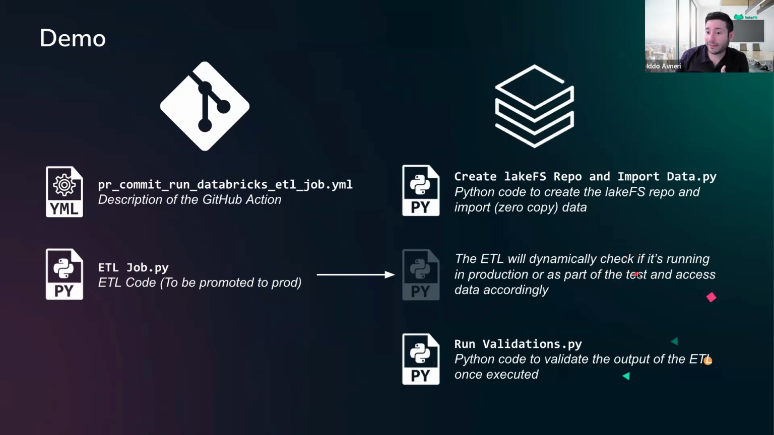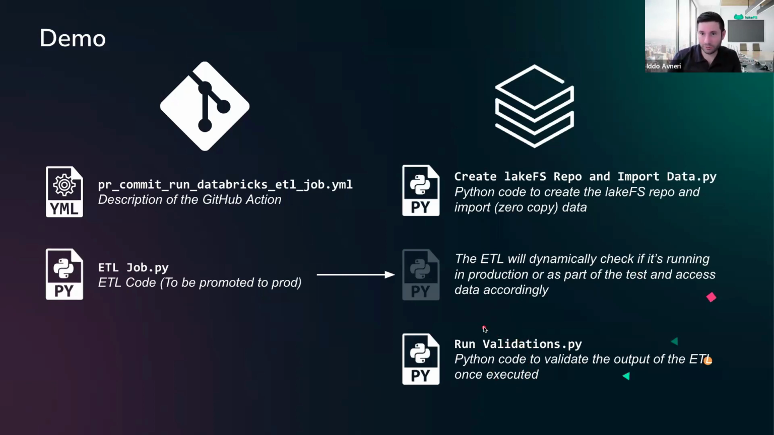Then we're going to run the ETL, and the ETL is going to be smart enough to know: am I running against production and I need to write back to production? Or is this a pre-prod test, or a CI/CD test in the deployment to production, and then I'm going to write this to a separate branch. And at the end, we're going to run the validation to see if this worked.